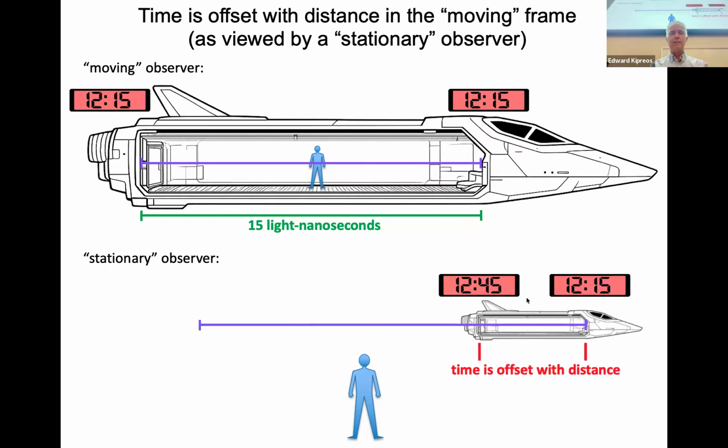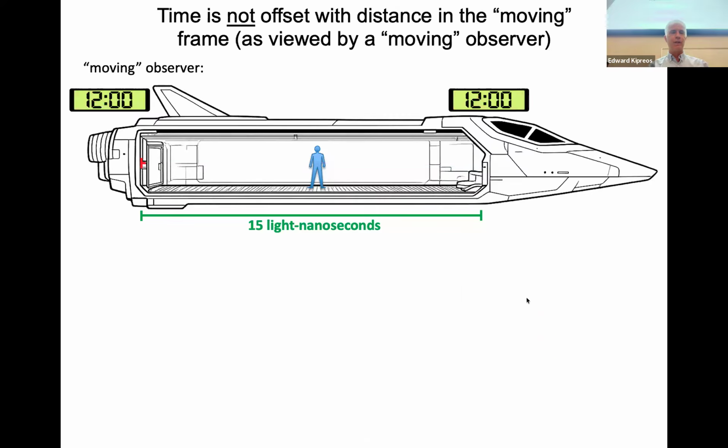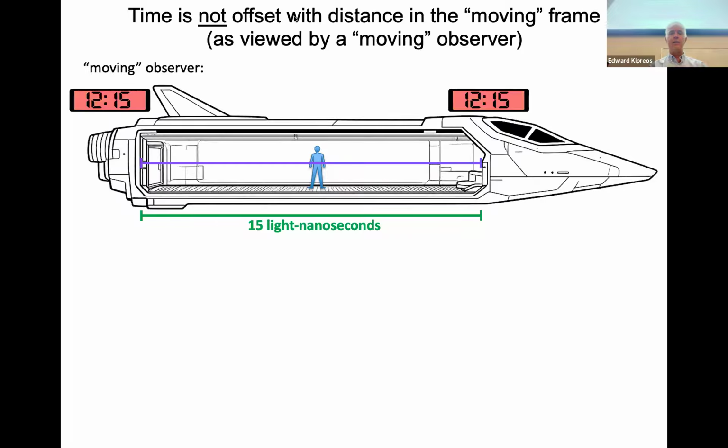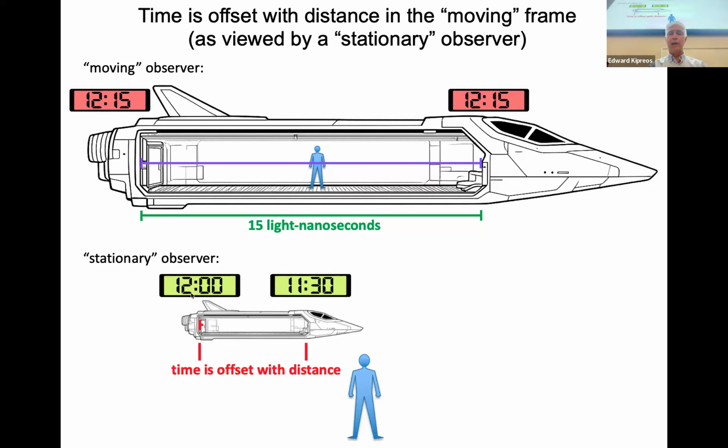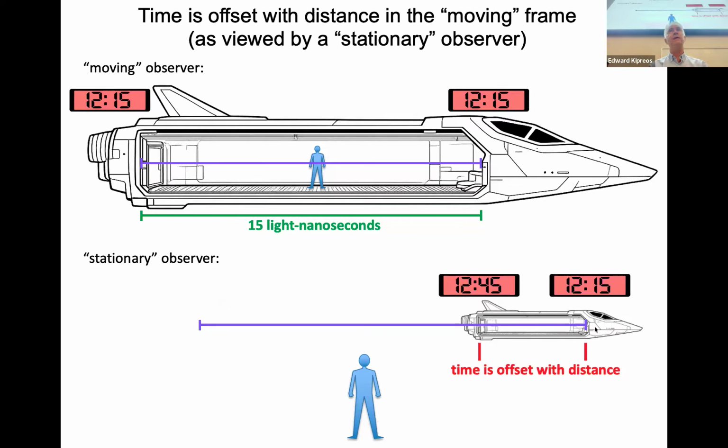And this is actually important because everybody has to agree on certain things. Everybody has to agree that the light started at 12 o'clock. No matter what observer, going in what direction and at what speed, they're going to see that when the light comes off, this digital clock says 12 o'clock. And they're going to see that when the light hit this side, the clock said 12:15. The light's going to go off at 12 o'clock and arrive at 12:15. But the reason this happened is because in the moving frame, time is offset with distance.